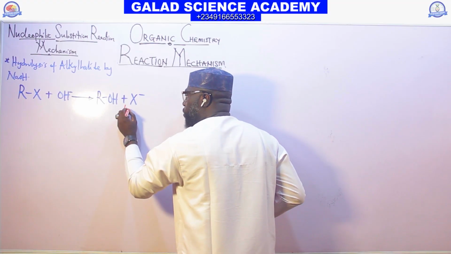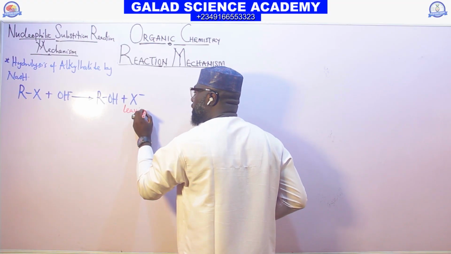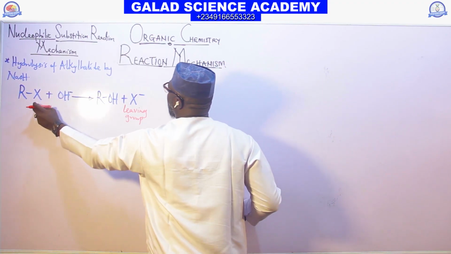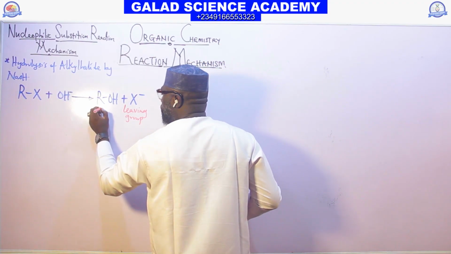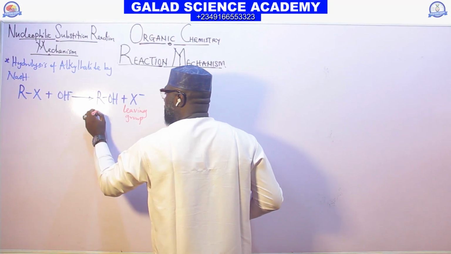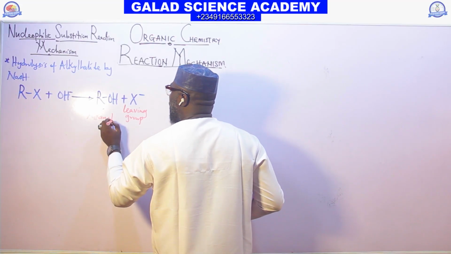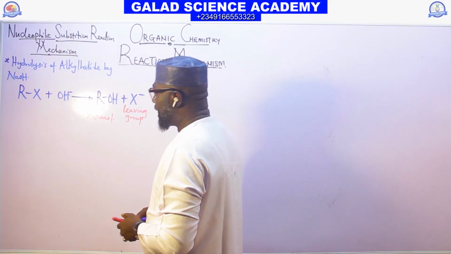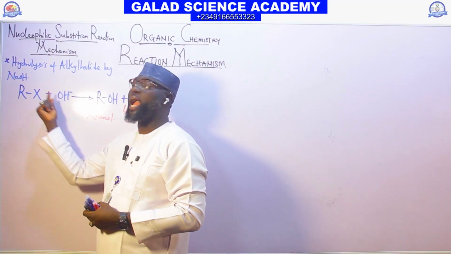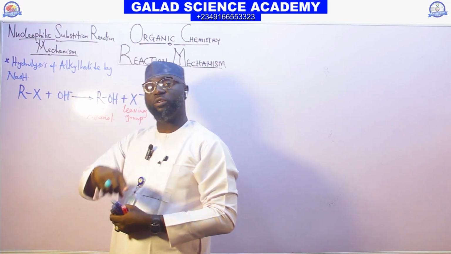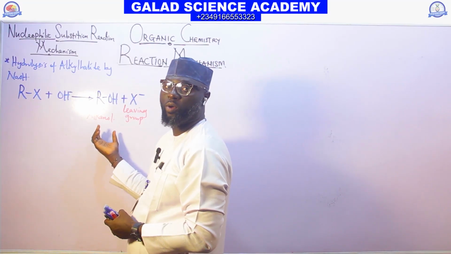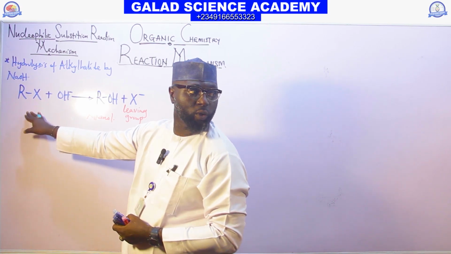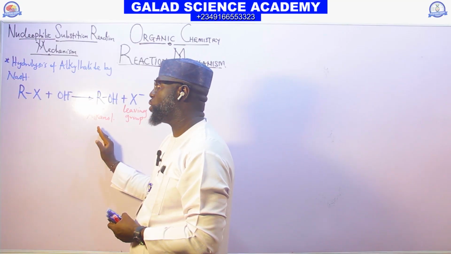This X, we can also call it the leaving group. The halide is leaving and OH enters. This one will give us alkanol. Whenever you hydrolyze an alkyl halide with sodium hydroxide, the product is an alkanol. And the kind of alkyl halide you use will determine the kind of alkanol we have.